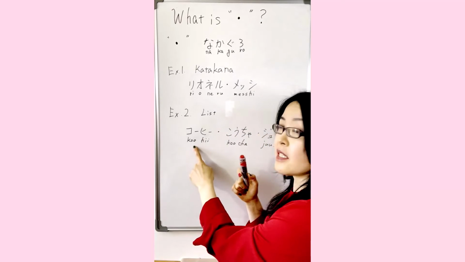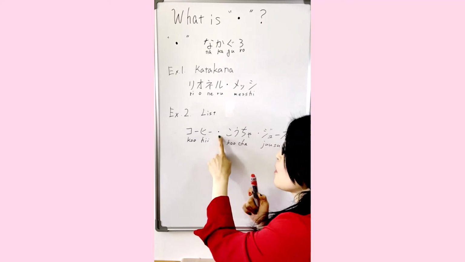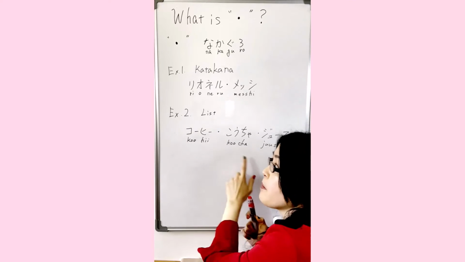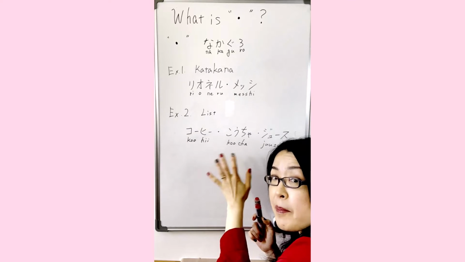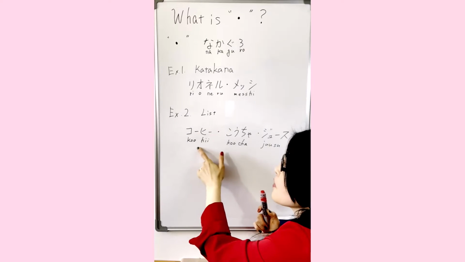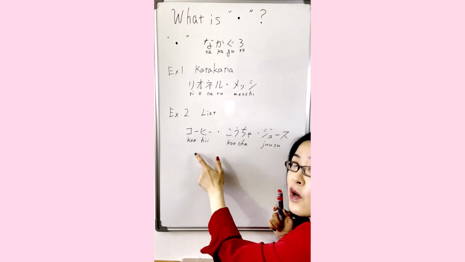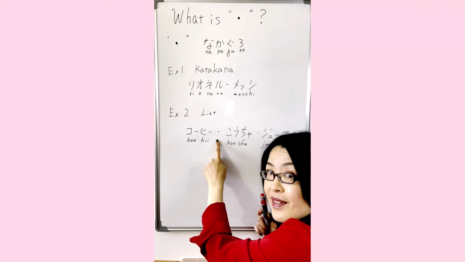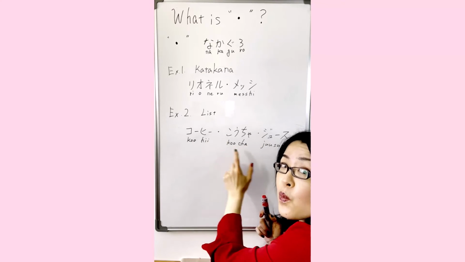For example, this one is coffee dot紅茶dot juice. So it may be, for example, the menu of the restaurant. You can find these options as drinks, and then you can find a dot to separate each word.